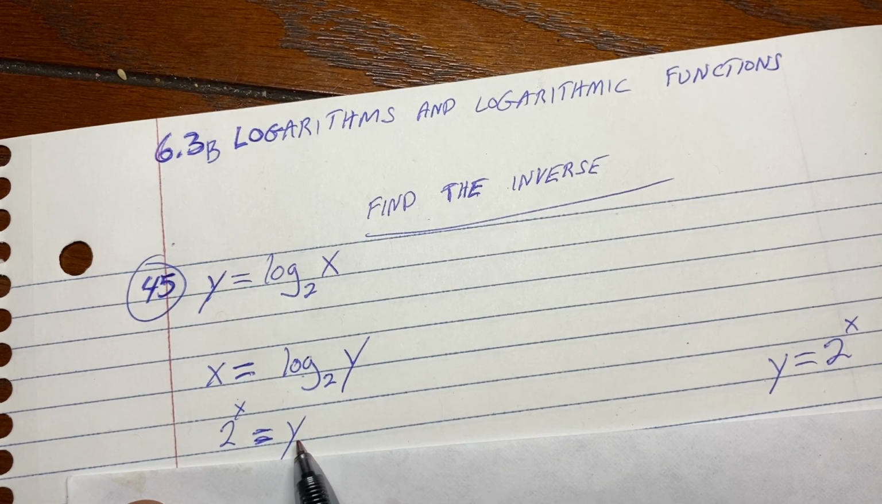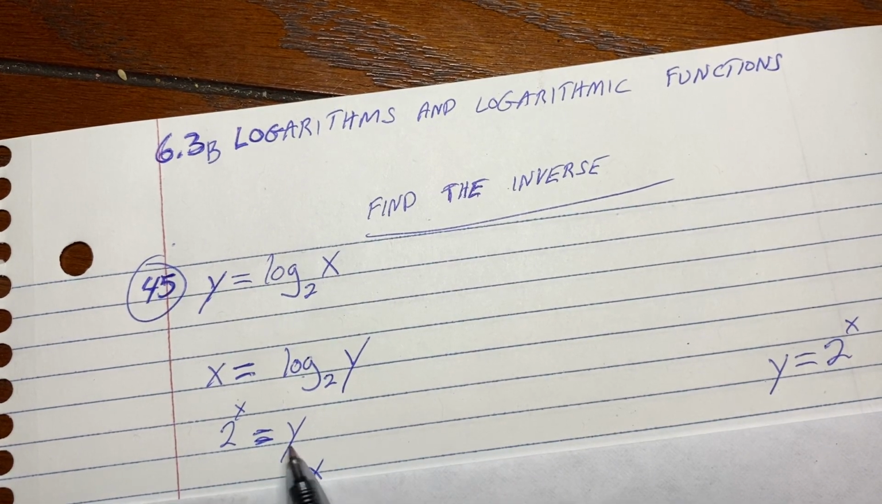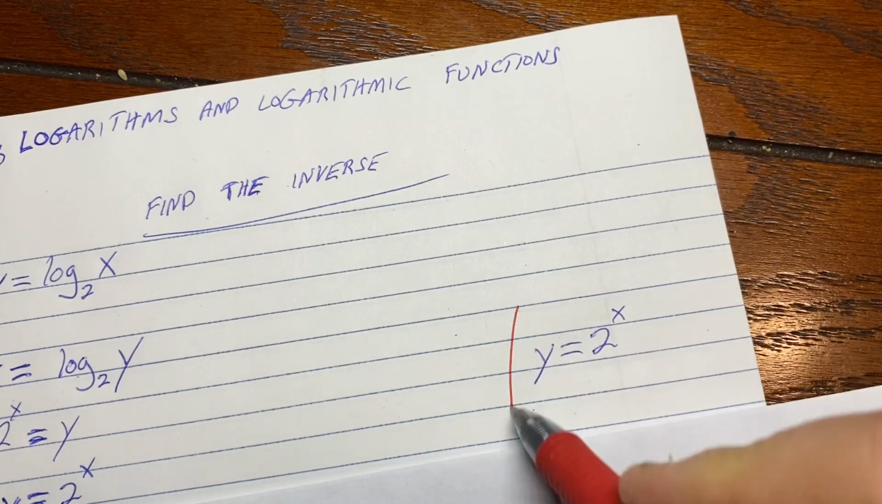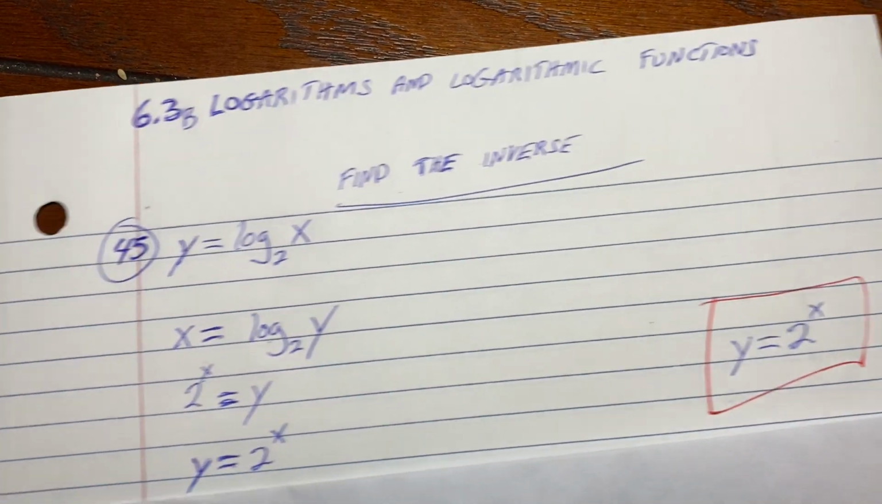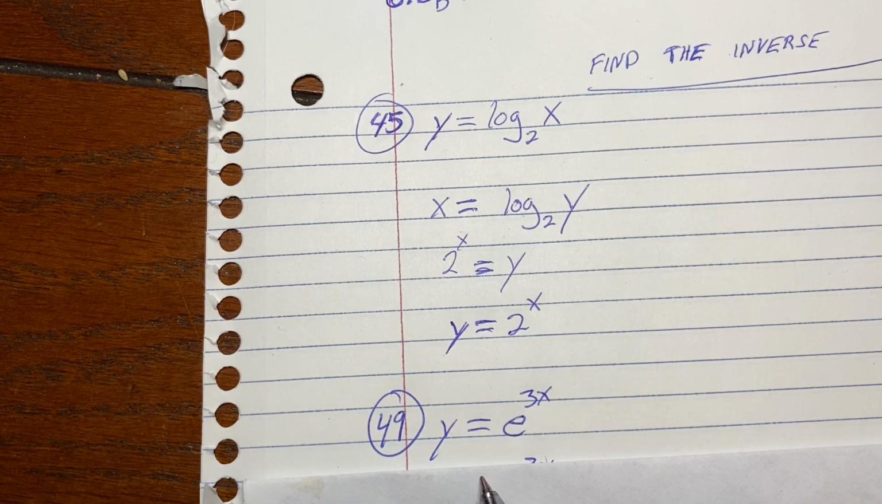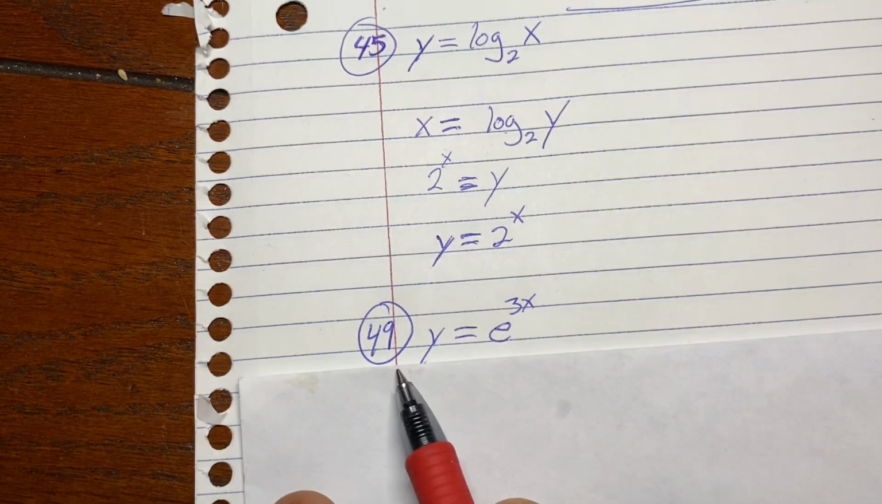And we just solve for the value of y, except normally you don't write it that way. I'm going to switch it around and write it this way. Okay? And this is your answer. You're done. Next one. Find the inverse of this one.